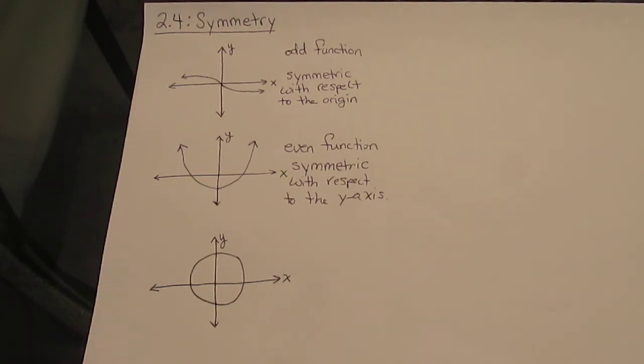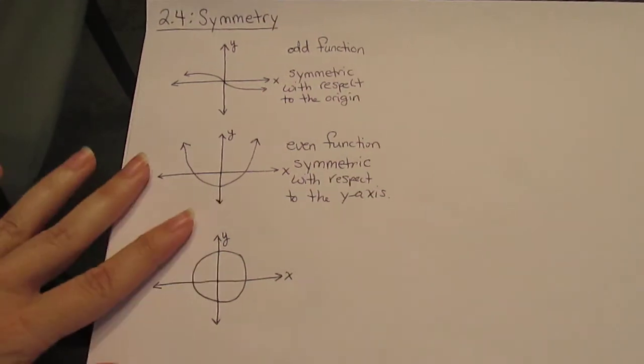Also, if we fold it along the y-axis, it matches up on both sides, so it's symmetric with respect to the y-axis. And if we fold it along the x-axis, it matches up on both sides, so it is symmetric with respect to the x-axis as well. So in this last graph, we see all 3 types of symmetry.